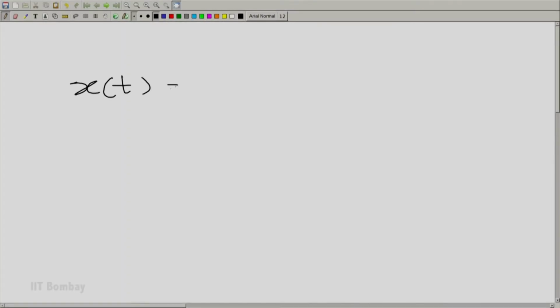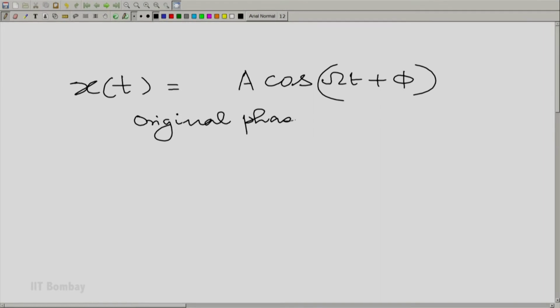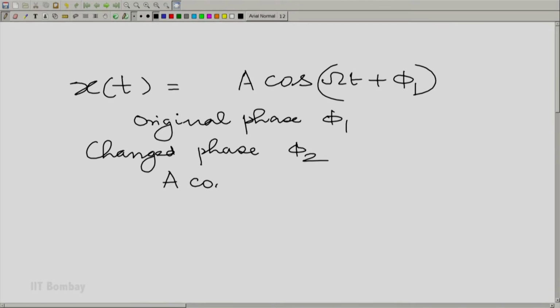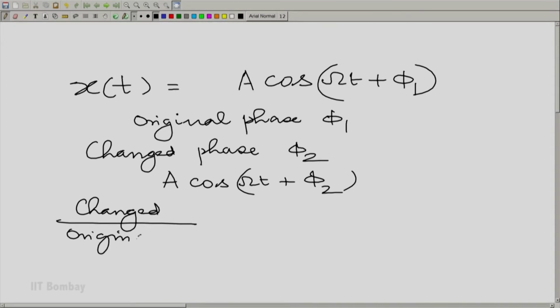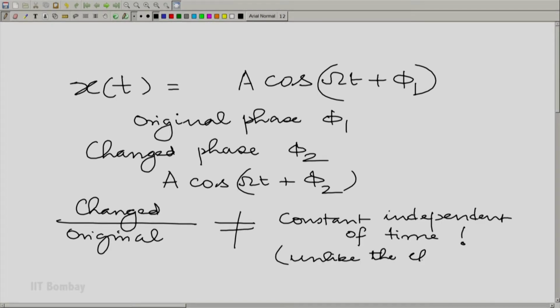Let us assume that we begin with a sine wave described by A cos(omega t plus phi). In fact, here we have an original phase of phi 1, so I write phi 1 here, and the changed phase is phi 2. So I have A cos(omega t plus phi 2) after changing the phase. Now, the changed waveform divided by the original waveform is not a constant independent of time, unlike the change of amplitude. So, when we change the phase, there is a problem. It is not so easy to describe.